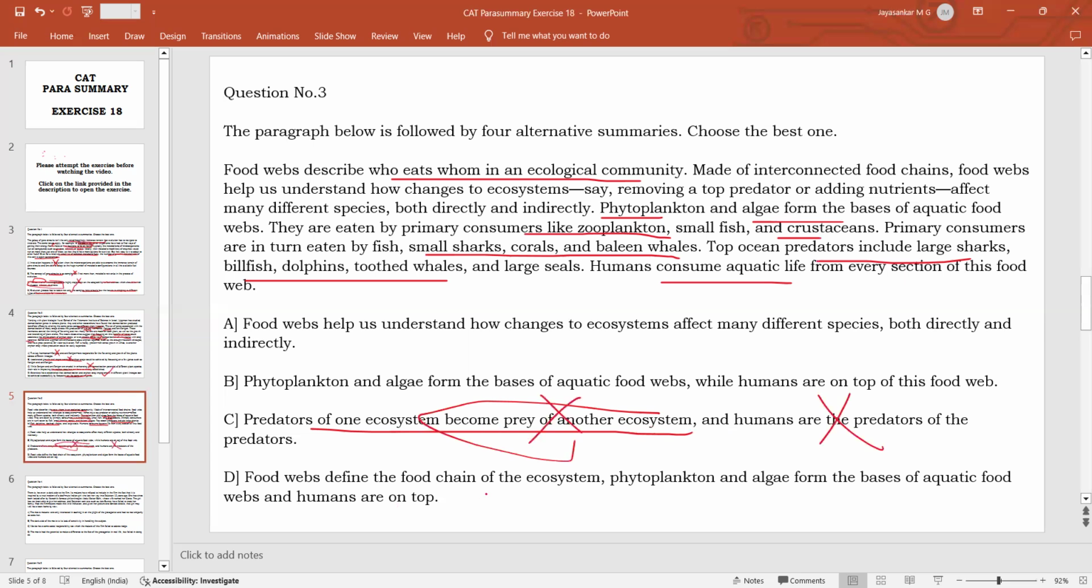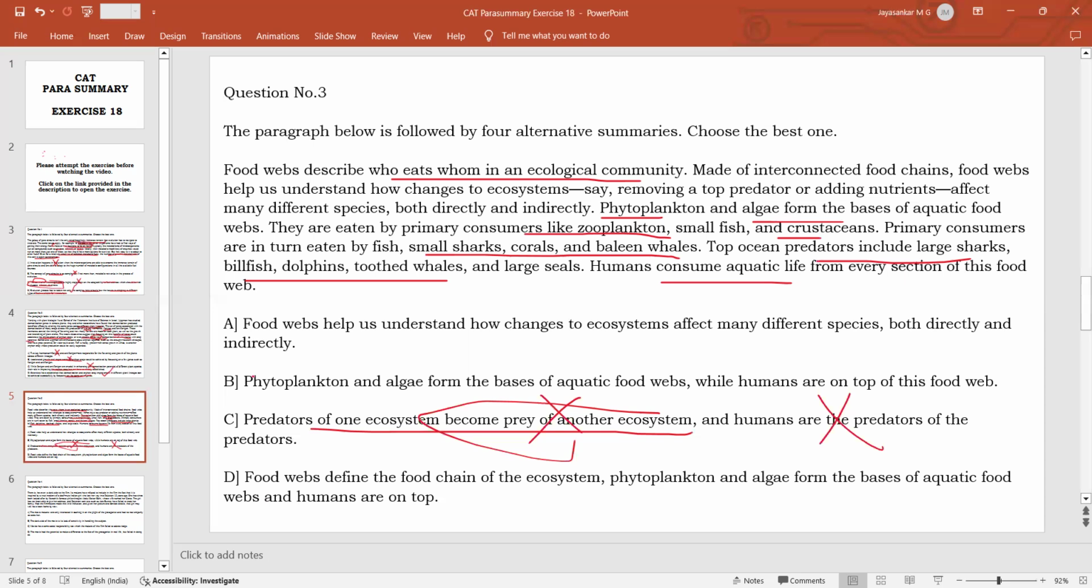Option D, food webs define the food chain of the ecosystem. Phytoplankton and algae form the basis of aquatic food webs and humans on top. So it is a better answer. You have three answers here. Again, the same principle that we have used, any option that gives you a comprehensive idea regarding the gist of the passage in a specific manner will be the better answer.